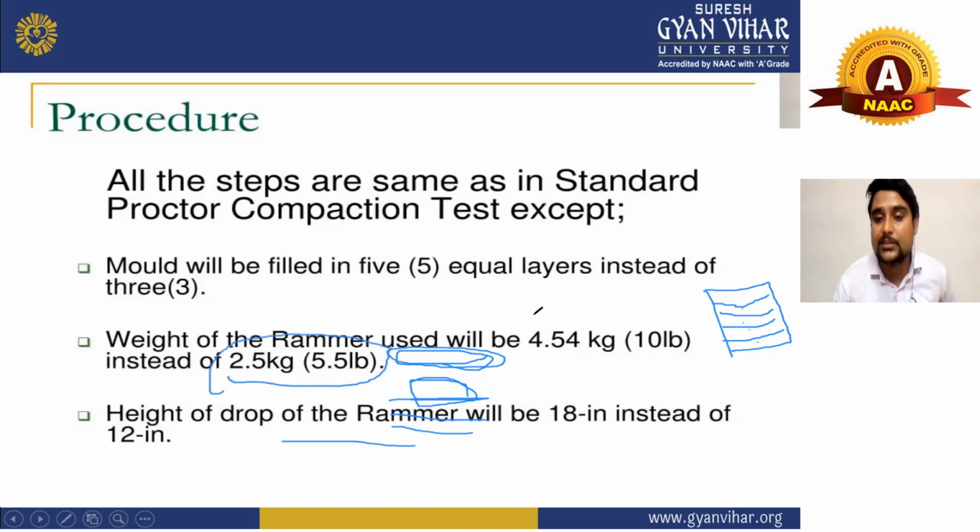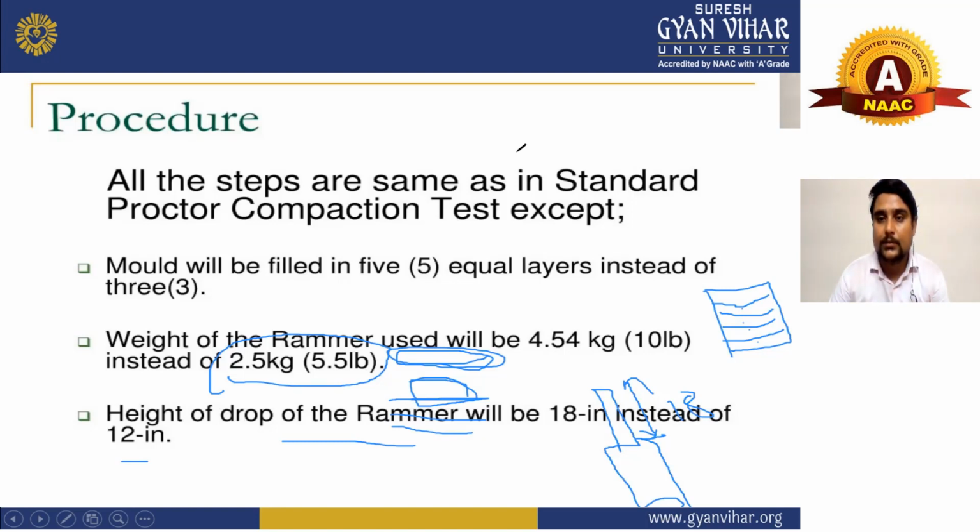You have to use the heavier rammer for the compaction of these 5 layers, unlike the standard Proctor test. And the height of drop of the rammer will be 18 inch instead of 12. As you can see, that is your hammer, and the height of dropping will be 18 instead of 12 inch. That is the difference between the standard Proctor test and the modified Proctor test.